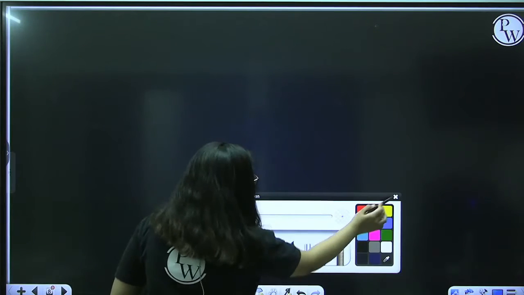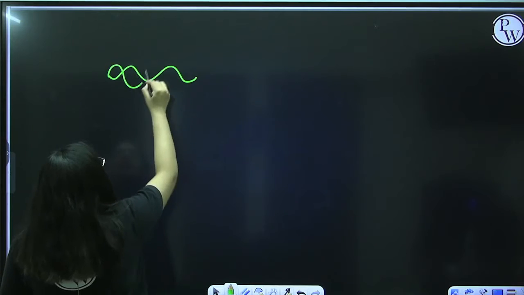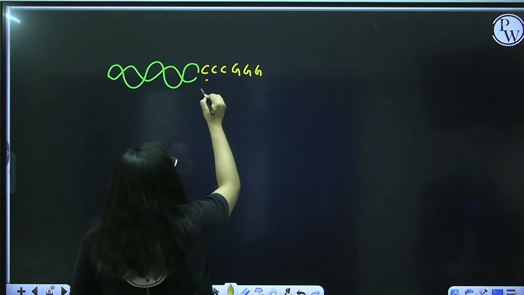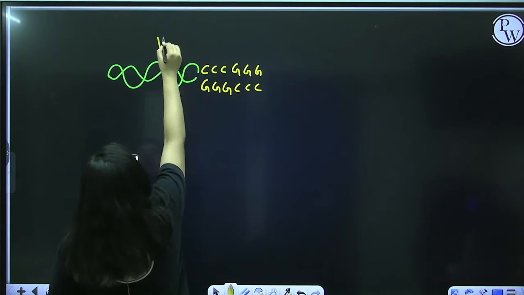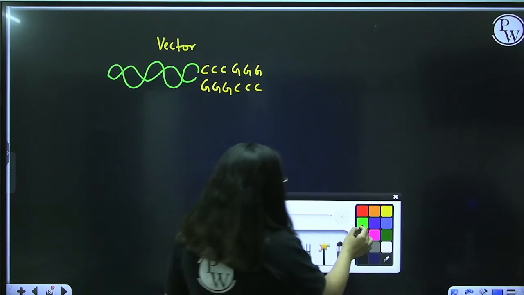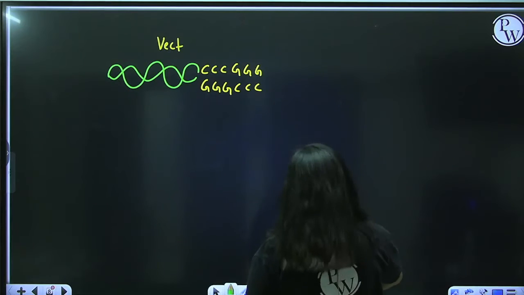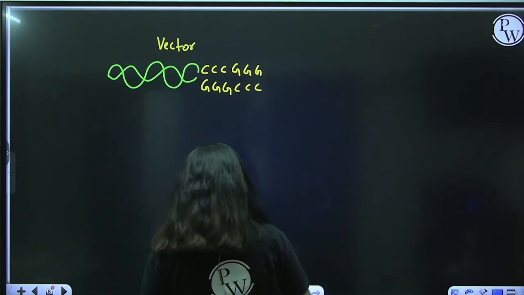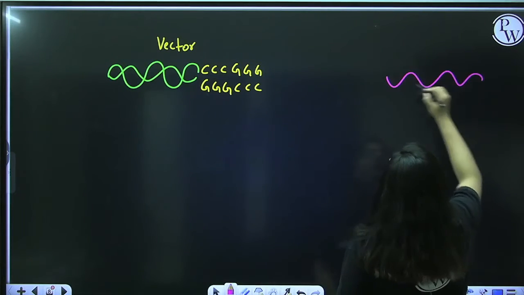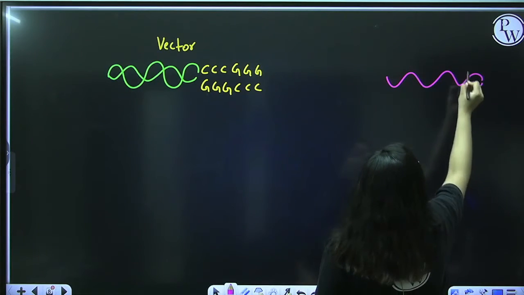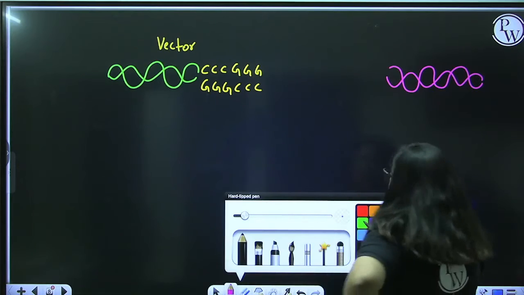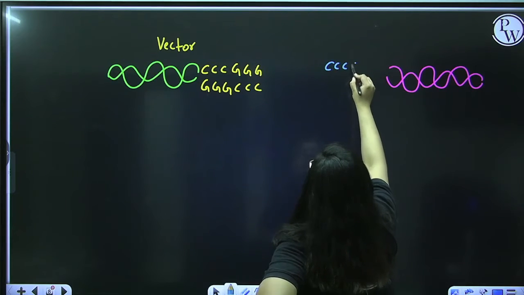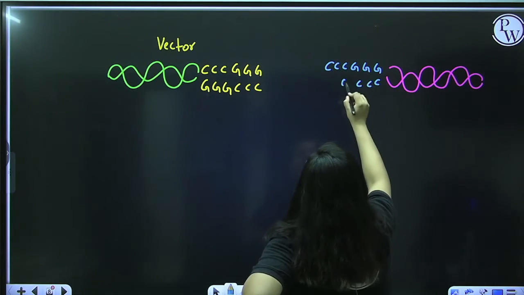How are they formed? Imagine you have a piece of DNA, and then you have the recognition sequence CCCGGG. This one is your vector. And then you have a foreign DNA also. Let me draw it with another color. You have here the vector and then you have the foreign DNA. In the foreign DNA also, what are we using? We are using the same CCCGGG here.